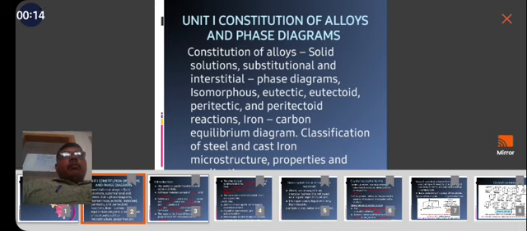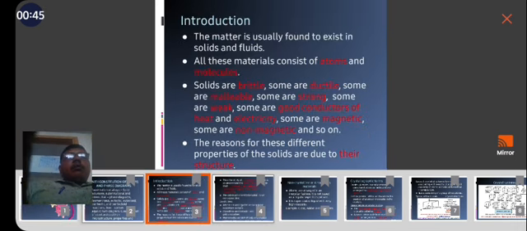Today we have to see about engineering materials and metallurgy, unit number 1. Unit number 1 consists of constitution of alloys and phase diagram. The subtopics are constitution of alloys, solid solutions, substitutional and interstitial, phase diagram, isomorphous, eutectoid, peritectic and peritectoid reactions, iron carbon equilibrium diagram, classification of steels and cast irons, microstructures and properties. Introduction about these topics: matter is usually found to exist in solids and fluids.